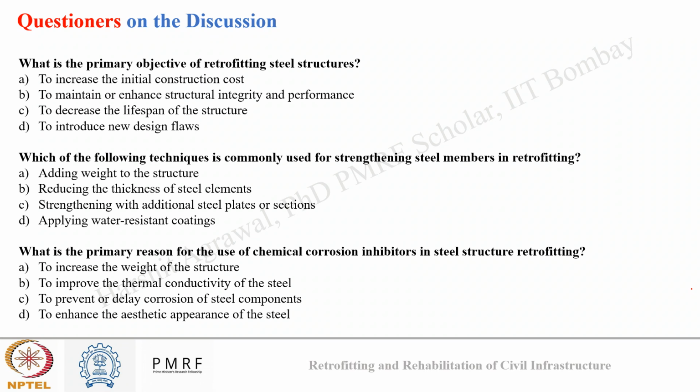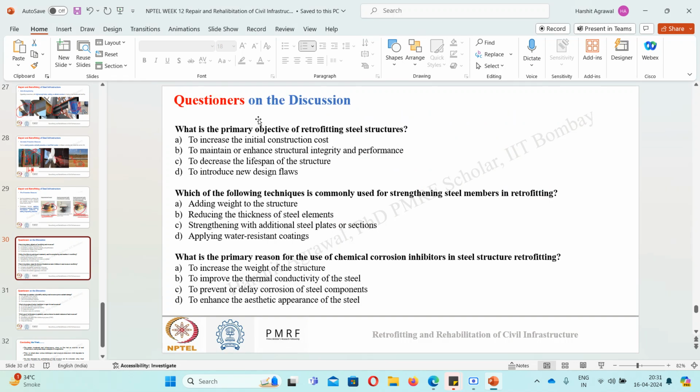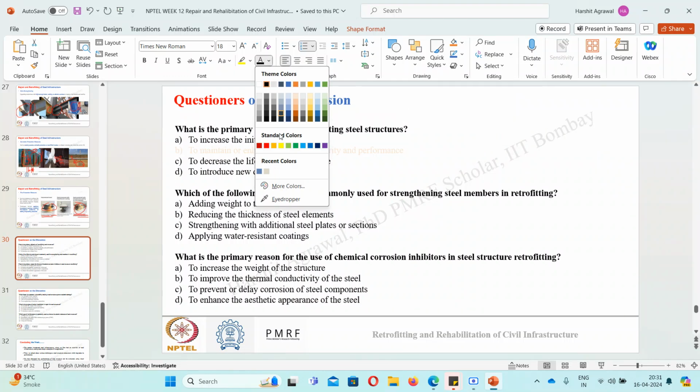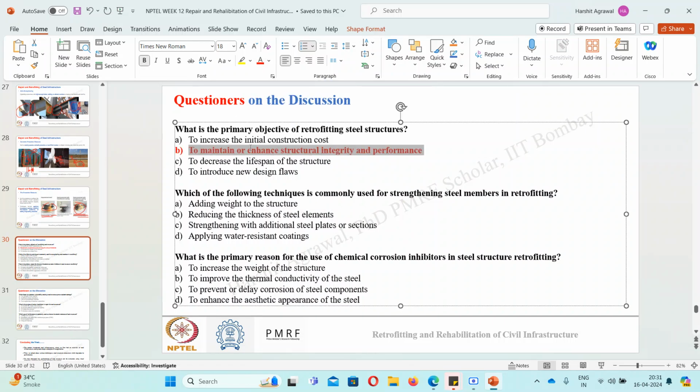Okay, so let's see the solutions now. The first question says, what is the primary objective of retrofitting steel structure? To increase the initial construction cost? No. To maintain or enhance the structural integrity and performance? Yes, this is the correct answer. To decrease the lifespan of the structure? No. To introduce new design flaws? No. So these three points were showing negative impact, but retrofitting has a positive impact, so the correct answer is B.